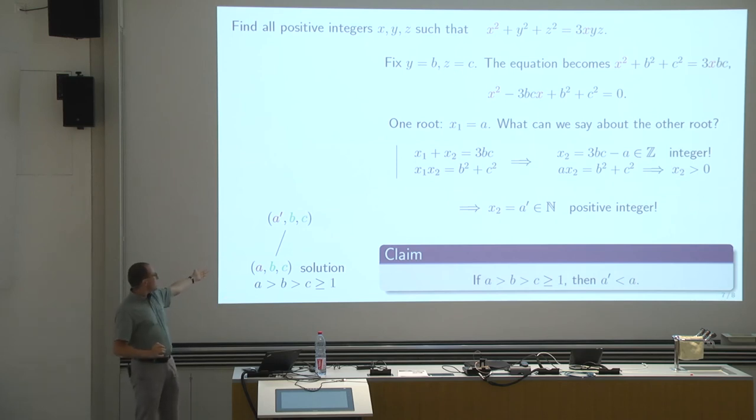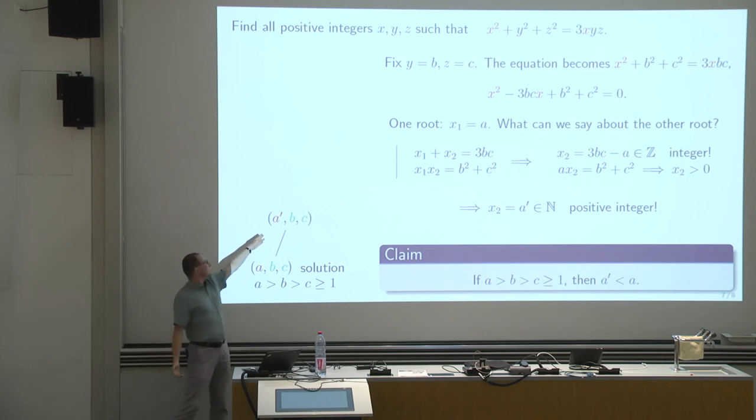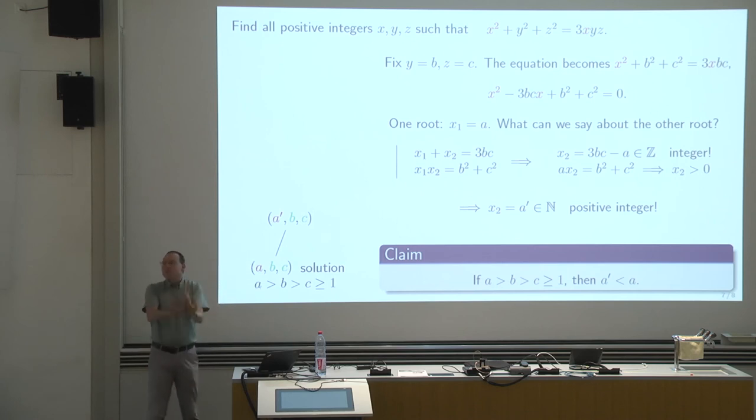Now, the moment A prime is less than A, what can you say about this solution that we obtained, the new solution, versus the solution we start with, A, B, C? Yes? It is smaller. Its largest component is smaller than the largest component here. That's how we order solutions. Here, the largest component is A. Here, B is less than A, C is less than A, and A prime is less than A. The largest component is less than A, so you get a smaller solution. Then again, why don't I repeat this? Order them, fix the middle and third, replace the first by the other root. You get something again smaller. And you keep going. Can you go forever?